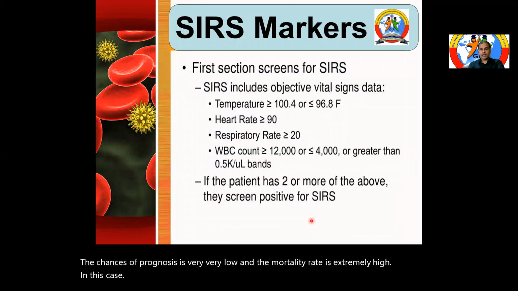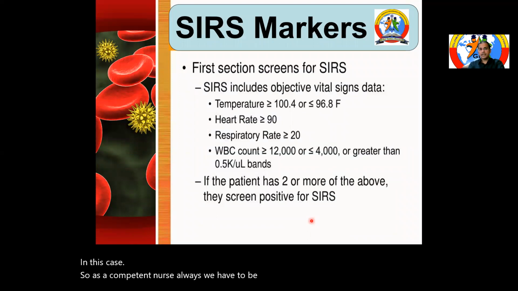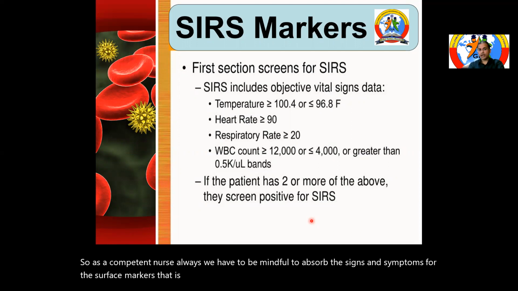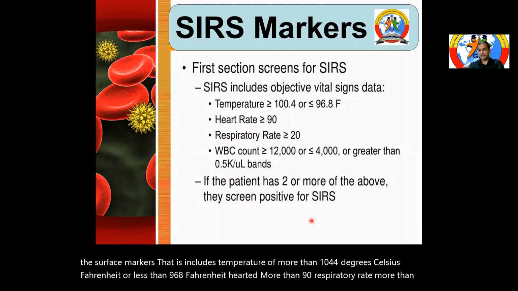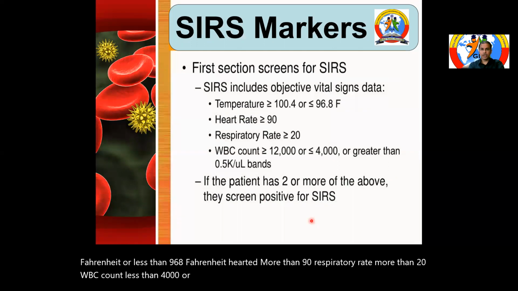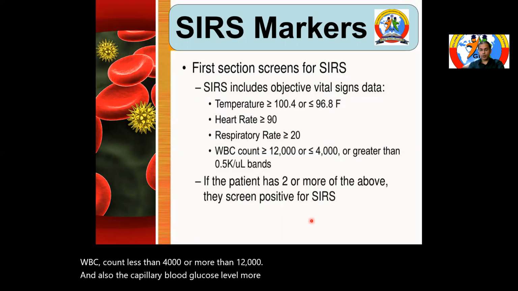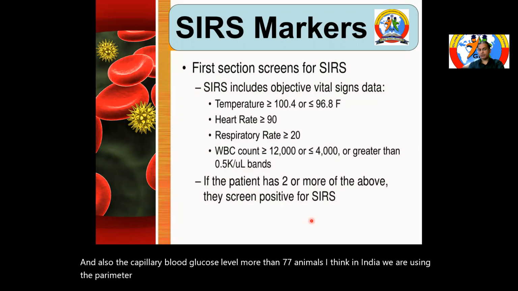So as a competent nurse, we always have to be mindful to observe the signs and symptoms for the SIRS markers. That includes temperature of more than 104.4 degrees Fahrenheit, or less than 96.8 Fahrenheit, heart rate more than 90, respiratory rate more than 20, WBC count less than 4,000 or more than 12,000, and also the capillary blood glucose level more than 7.7 mmol. I think in India, we are using the parameter milligrams per dL, that is approximately 135 to 138 milligrams per dL.